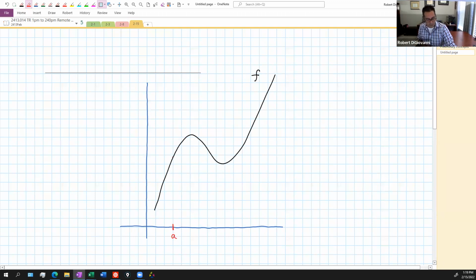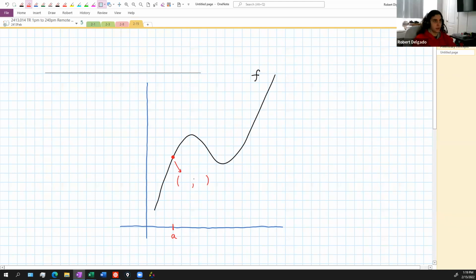And then if I go up to the function, at this point, who's going to tell me what the ordered pair is here? What are the coordinates of that point? A, f of a, right? That's it. So we have some random function and we pick some random point on that function.